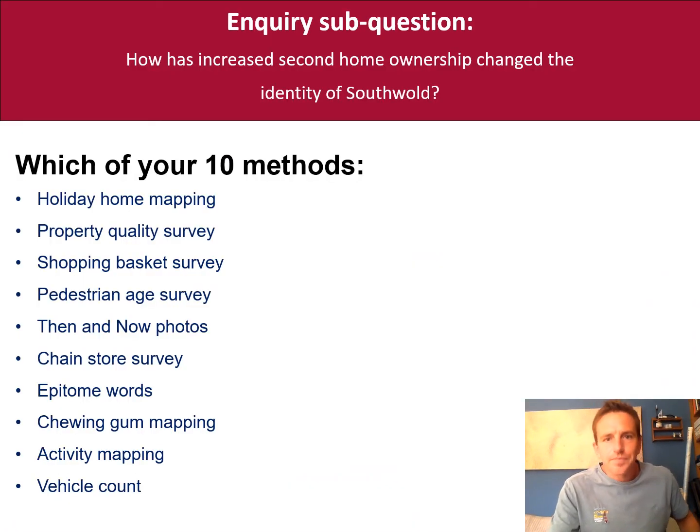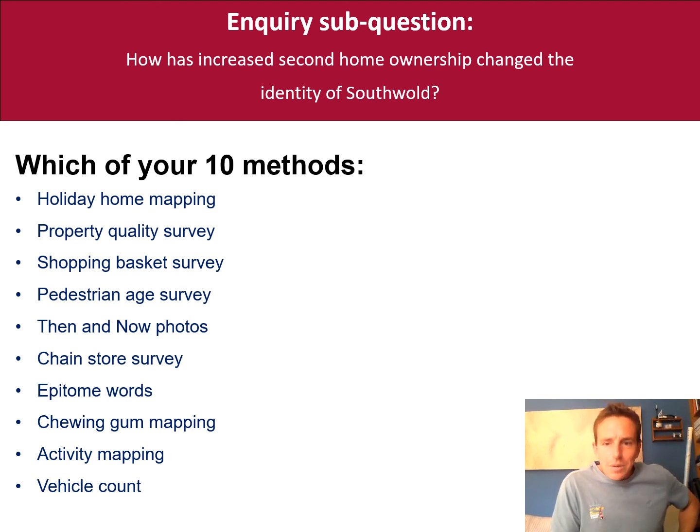There's a few ideas. One of the things that we do as part of one of the A-level courses in Southwold with students who are trying to increase their understanding of fieldwork is an activity where we give them an inquiry question. We give them an example sub-question. There's one there at the top of the screen: How has increased second home ownership changed the identity of Southwold? Then we just tell them to go off around the town and complete a range of different, almost random methods of data collection. This helps them obviously learn more methods of data collection.